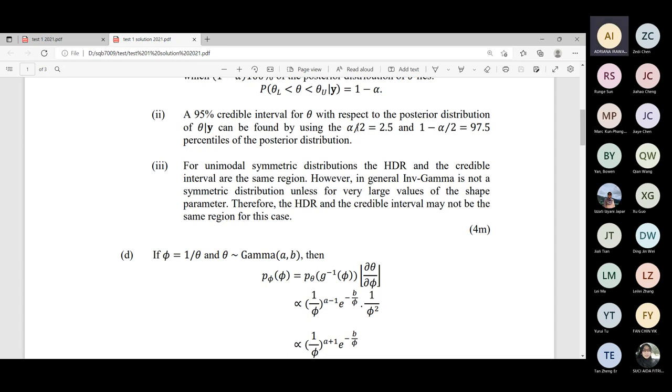Somebody gave me theta plus minus 1.96 times the error, this one. So this is an approximation only, not the true distribution. If your distribution is normal, of course you can use this, right? But this one is the gamma distribution, right? That's what I meant.